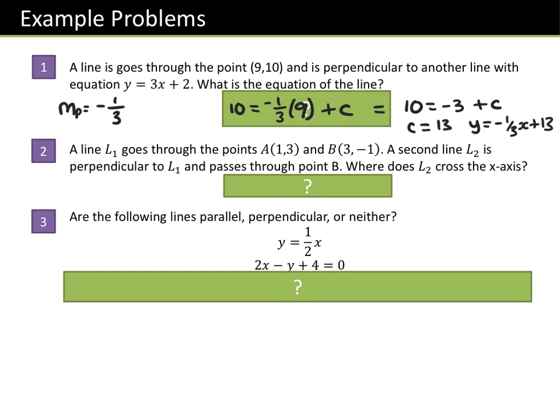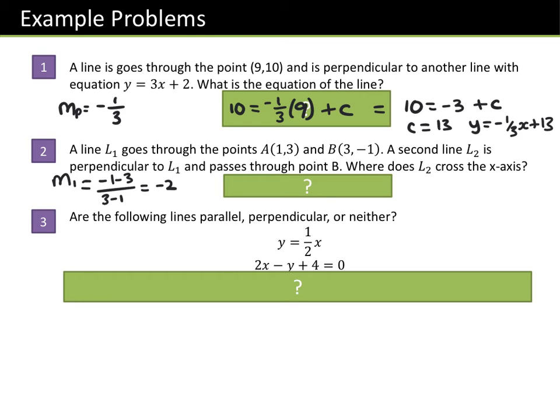For the second one, a line L1 goes through the points A(1, 3) and B(3, -1). A second line L2 is perpendicular to L1 and passes through the point B. Where does L2 cross the x-axis? It's using all these skills that we know. Step 1, we need to find the gradient of L1. I'm just going to call it m1. We use our formula: -1 minus 3 over 3 minus 1, which is -4 over 2, which is -2. So my gradient of the first line is this one.